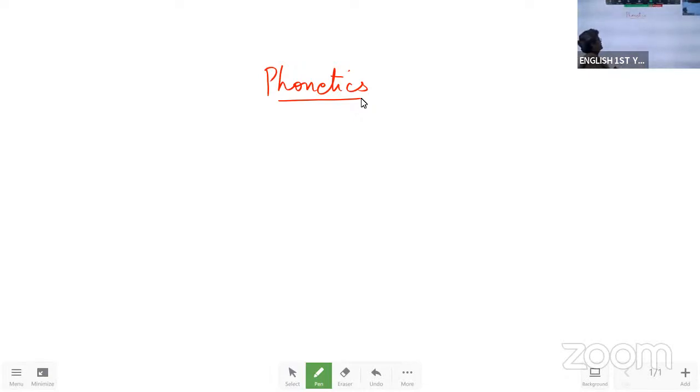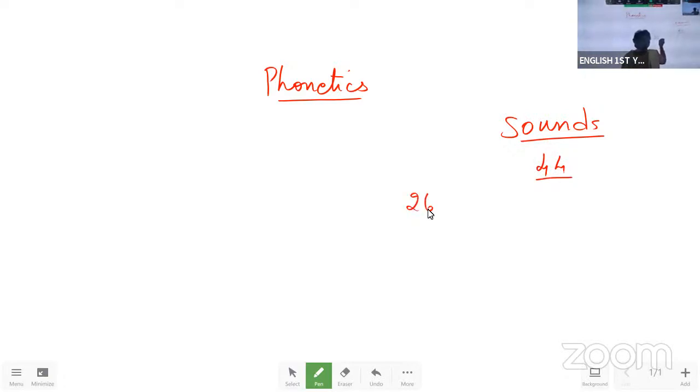Now, what are phonetics? Phonemes, which means sounds. Phonemes are sounds, and they are 44 in number, while we have only 26 letters in English. 44 sounds, but 26 letters. And that's the reason why sometimes the way it is written, the way it is pronounced is completely different. And we also have silent letters.